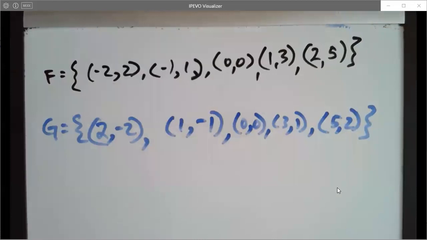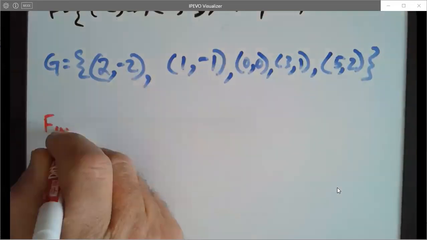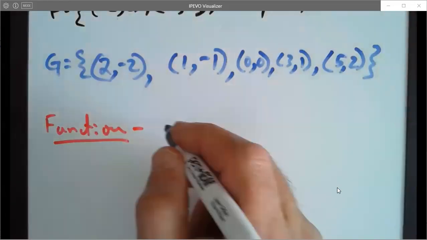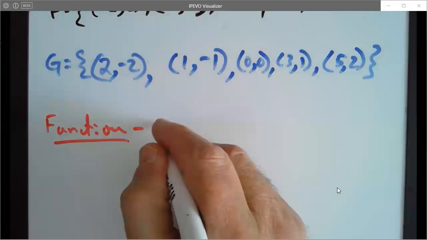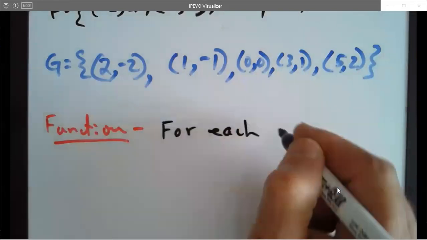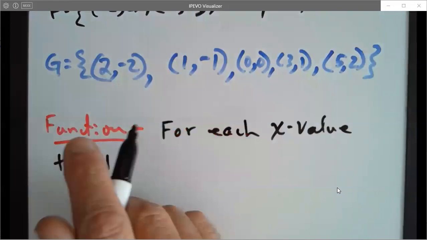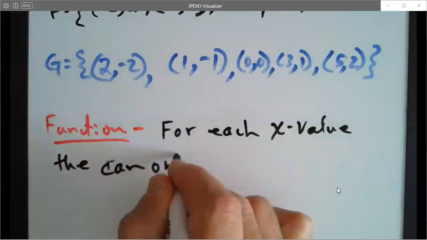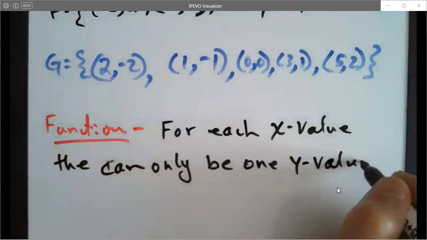So let's backtrack a little bit and let's look at what the definition is of a function. Okay, function, basically for each x there's one and only one unique y, right? But we kind of put that definition in layman's terms, and we said for each x value there can only be one y value. So for each x there's only one y.